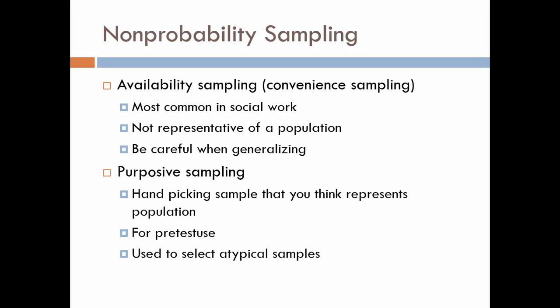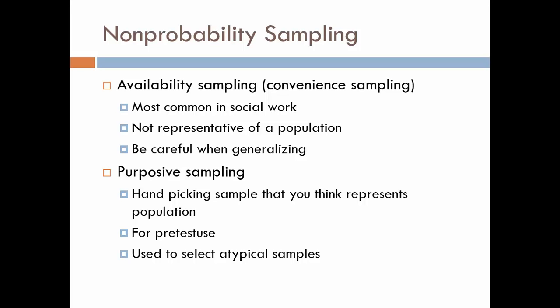Non-probability sampling is used when it's not possible to get a random sample. And you learned about random sample in your statistics class. So there's four types of non-probability sampling we're going to talk about. And non-probability sampling is often used in social work because it's difficult for us to access clients. And so we frequently use non-probability sampling. Now, what that means is that it's more difficult for us to generalize our results to the population.